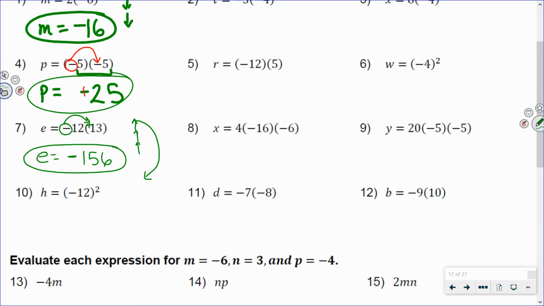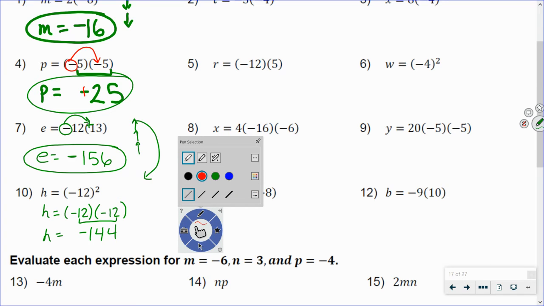Number 10, let's take a look at a power. Remember what a power means. It means any number multiplied by itself. Now, 12 sets of negative 12 goes down a long way. But hold on. We're not just asked for 12 sets. We're asked to take the opposite of all those negatives, which means instead of going down, down, down, down, down, we're going up, up, up, up, up.